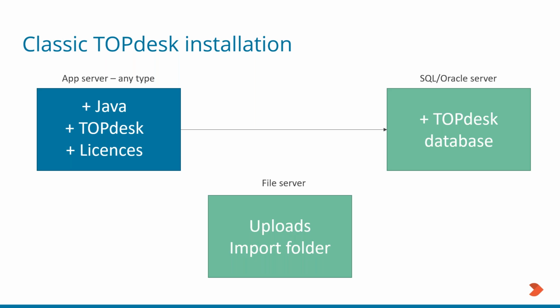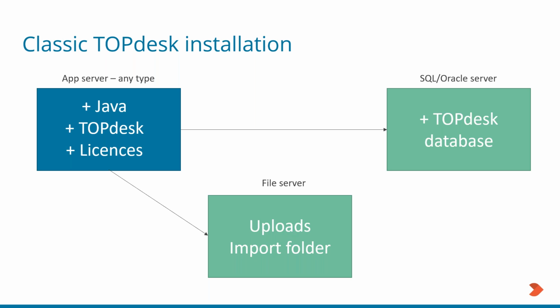To finish off, it's worth considering using a third file server. So optionally, if you want to store things like uploaded documents or any import scripts that you're using on a separate server to the application server, this is also fine. All we need to do is make that share available, and again, point the app server to this new server.